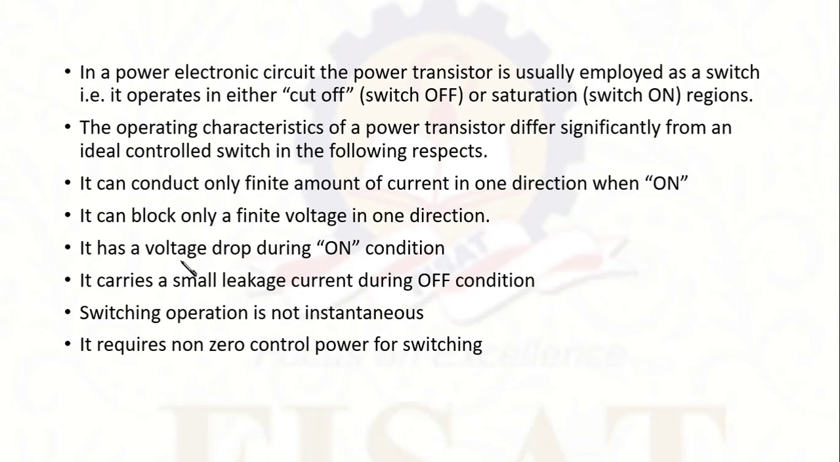And then it has a voltage drop during the on condition. So that is a major point. There should not be any power dissipation or voltage drop when it is on. That is for the ideal case, but for the power transistor, there will be a voltage drop during the on condition. Next point, it carries a small leakage current during the off condition. We know it is a semiconductor device. The cutoff, or turn off, means it is reverse biased. And of course, during the reverse biased condition, there will be a small reverse current. So there is a small leakage current during the off condition.